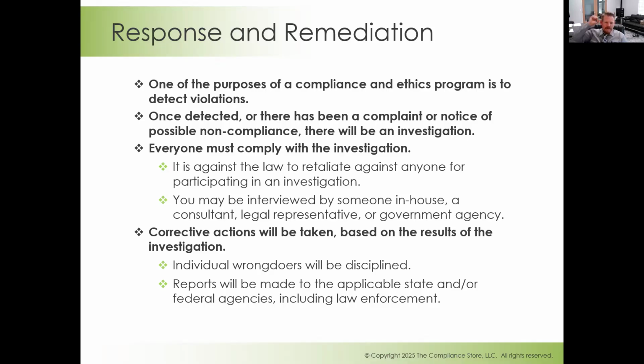Anyone who is participating is not going to be terminated for providing evidence or commentary. But if you're the person who's doing things illegally, you may lose your job over illegal practices.